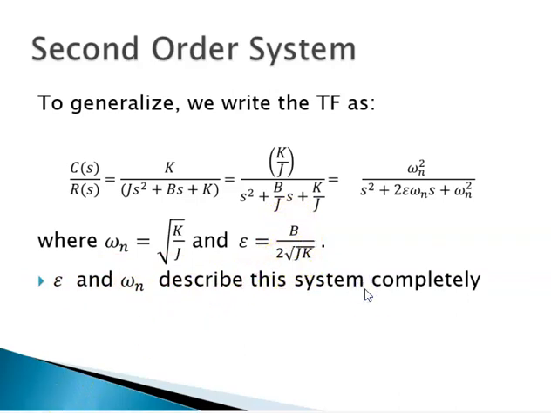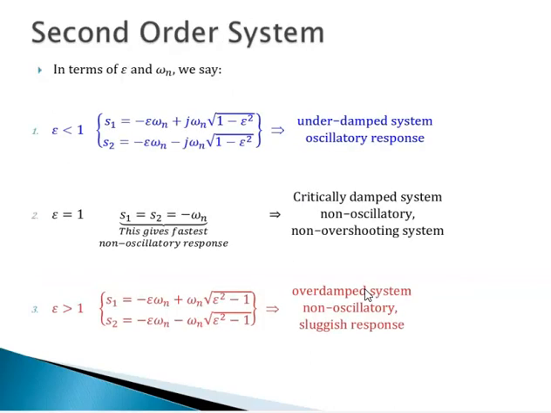With that said, we will categorize the second order system response into three types. When epsilon is less than 1, you have these roots, and we say that the system is an underdamped system, which exhibits oscillatory response. It shows overshoot and undershoot. If epsilon is equal to 1, both the roots are the same and both of them are minus omega n, and we call it a critically damped system. A critically damped system is non-oscillatory. It kind of gives the fastest non-oscillatory response.